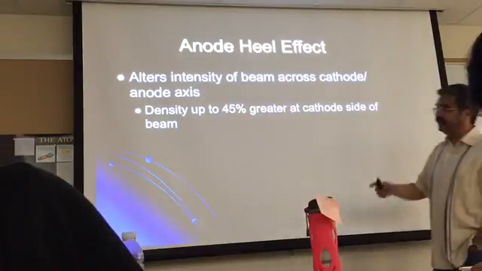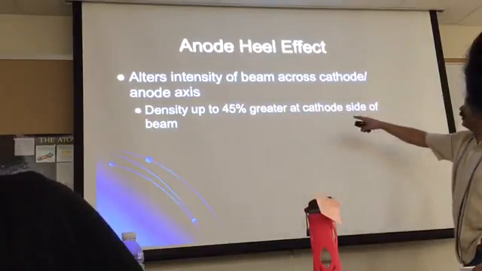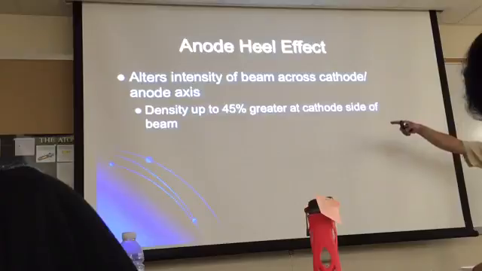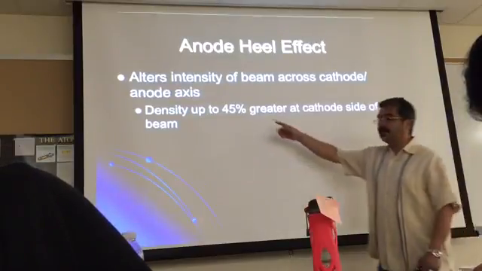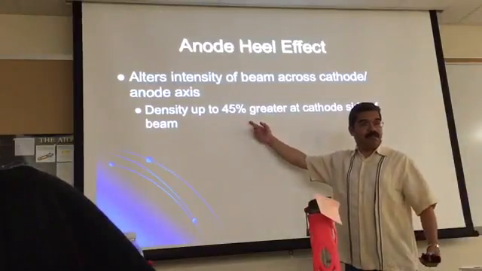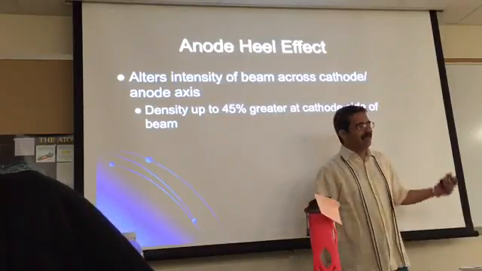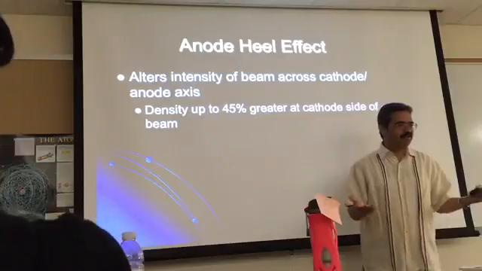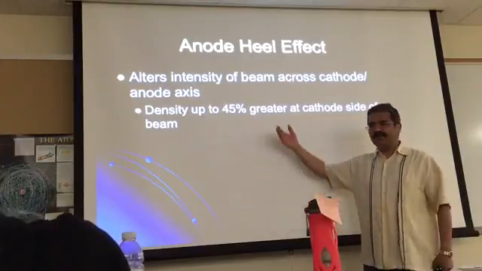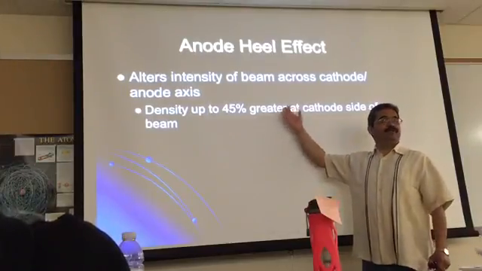Okay? Density sometimes is up to 45% greater on the cathode side than on the anode side of the beam. I mean, this is crazy. Take a look. 45%. That can be a big difference. Now you're going, I've never seen that. And if you're asking yourself that question, I'm glad you are, because why do you think you don't see it?